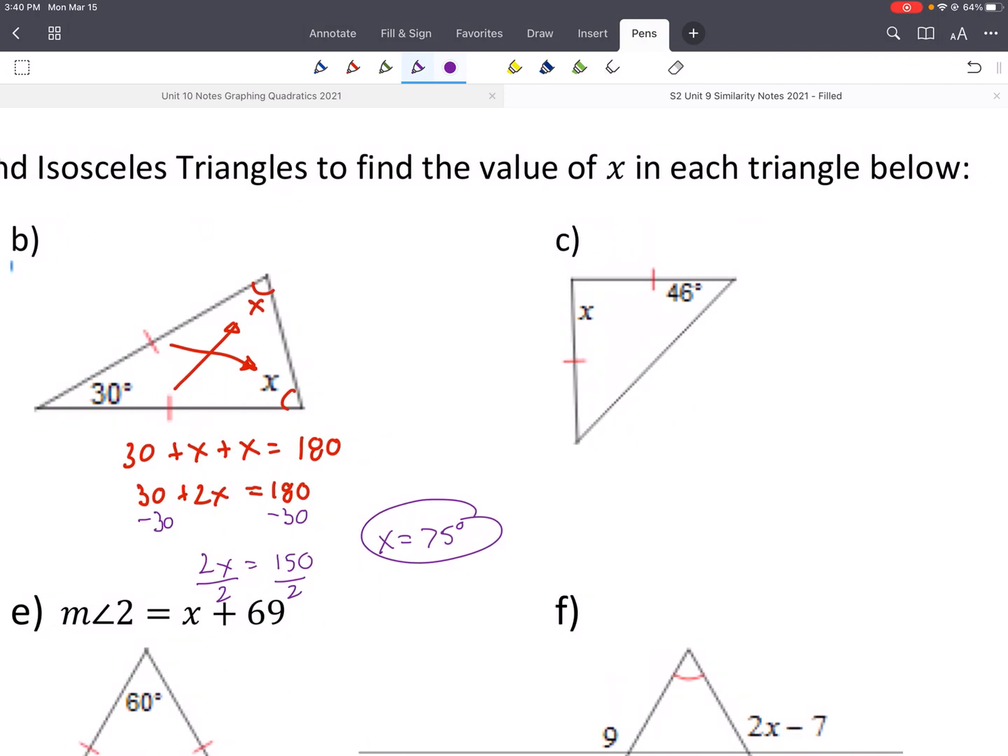All right, C is a little different too, but it's an isosceles, so we know that these two angles are the same. So this has got to be 46, because those are the angles that are opposite of those congruent sides. So 46 plus 46 plus x has got to give us 180 degrees. We could combine like terms, or we could just do x is equal to, we could just subtract 46 from both sides.